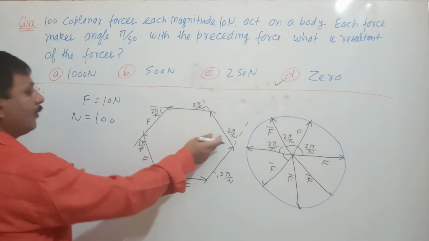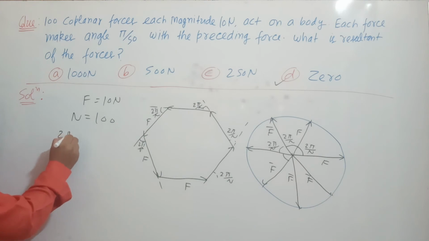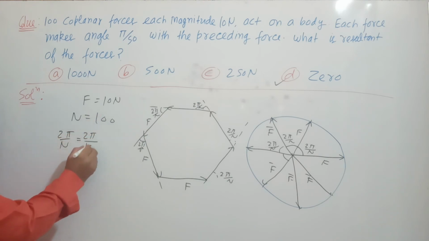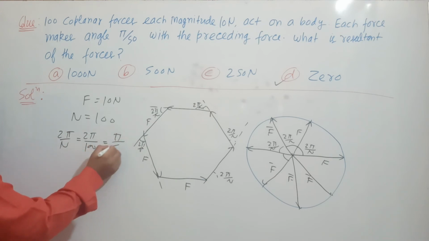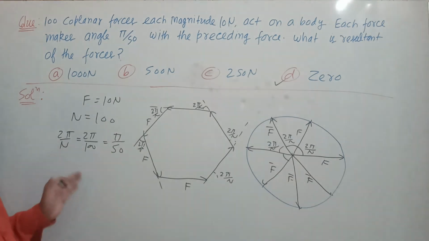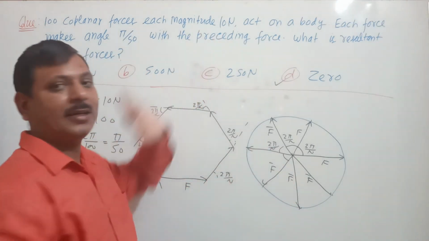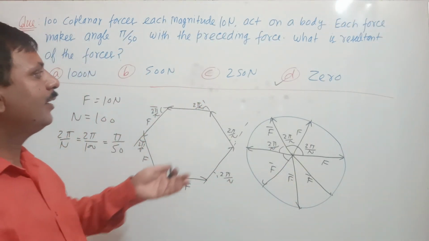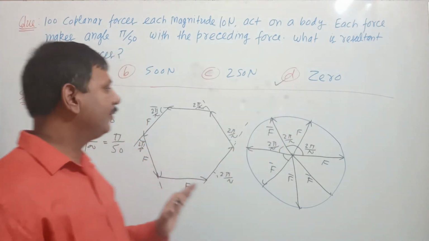And it makes an angle with the preceding one. So in this question what we have seen, 2 pi upon n. So 2 pi upon n means 2 pi upon 100, which means pi upon 50. So they are making an angle pi upon 50 with the preceding one. So it is the same question. Because what will be the resultant? 100% the resultant will be 0.